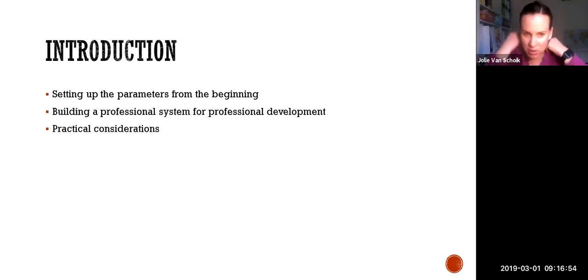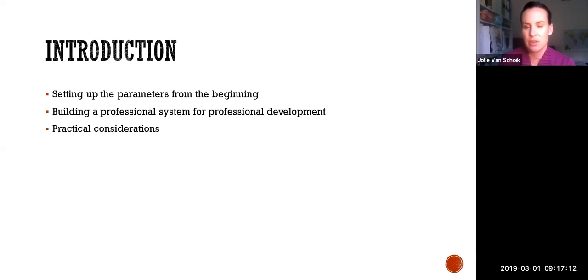And this week we're going to be looking at setting up parameters, or setting up the process, from the very beginning. Once again, building a professional system, because I'm definitely a believer in systems, making it easier for you and your staff to achieve your goals. So it's not something that you have to reinvent all the time. It's a system that already exists.